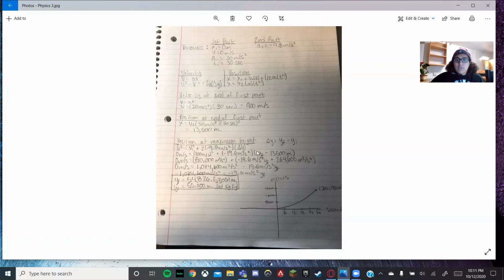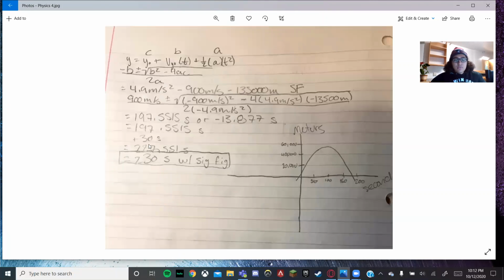So we multiply those numbers out and get down to our final part, where our only variable is our final y height. We find that our final y height will be 54,826 meters, but using significant figures, that is 55,000 meters. So that's part A. And this graph just shows part 1, the first 30 seconds of the rocket.